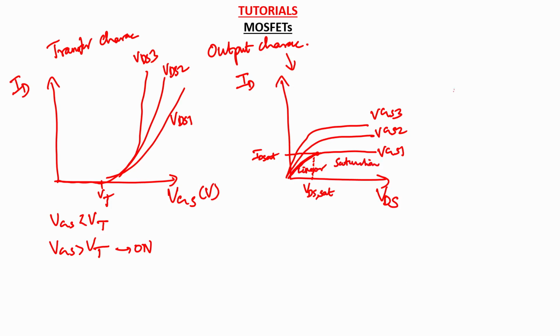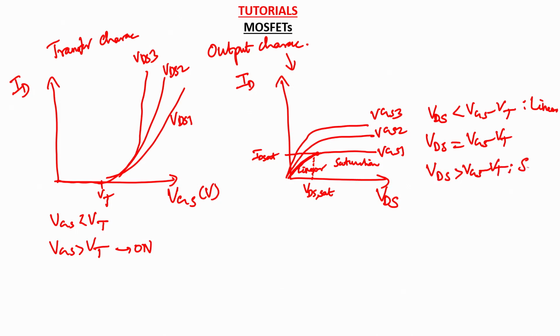So you can define the curves like this: when VDS is less than VGS minus VT, the gate overdrive voltage, the MOSFET is said to be in linear region, and VDS exactly equal to VGS minus VT is nothing but the pinch off point, and when VDS is greater than VGS minus VT, you say that the MOSFET is in the saturation region.